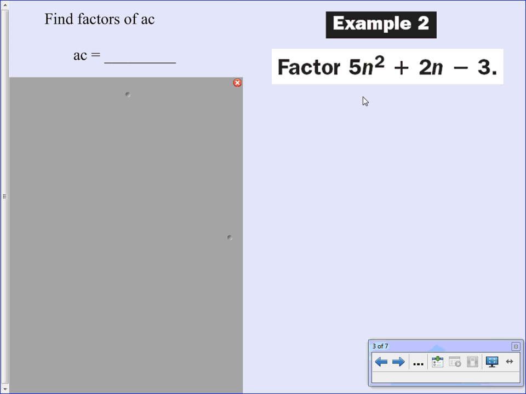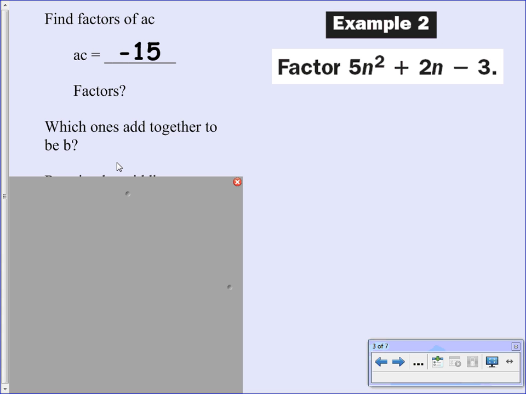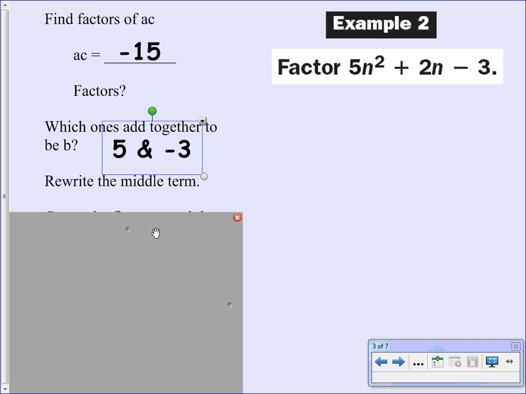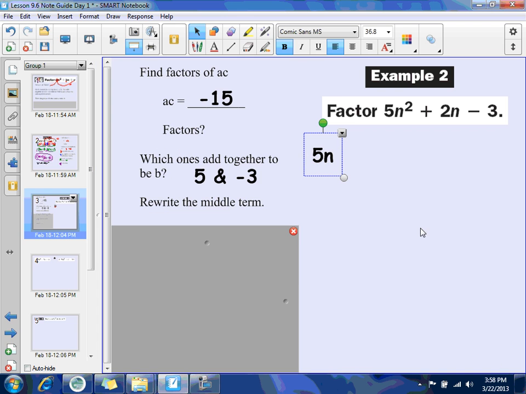All right, so first thing we need to do, take the a times the c. Our product for ac is negative 15. I need two numbers that multiply to negative 15, but add to positive 2. I'm looking at 5 and negative 3, because I need it to add to positive 2, and those multiply to give me my negative 15. So I'm going to rewrite that middle term. I still have 5 and, let's square it. Oh, undo.